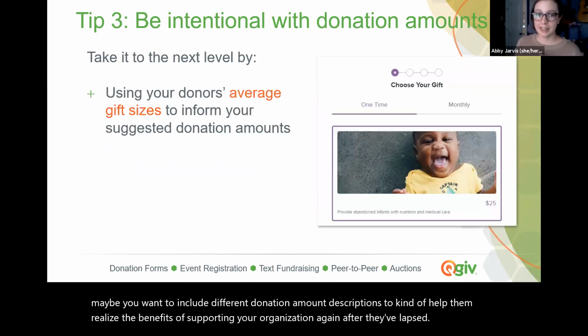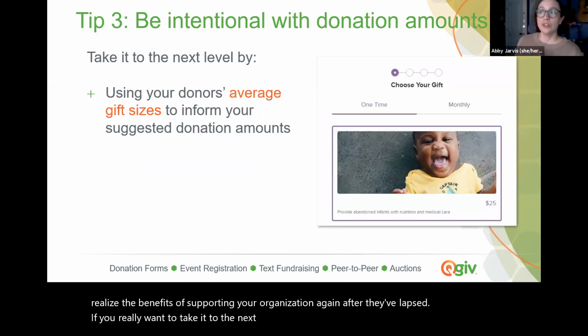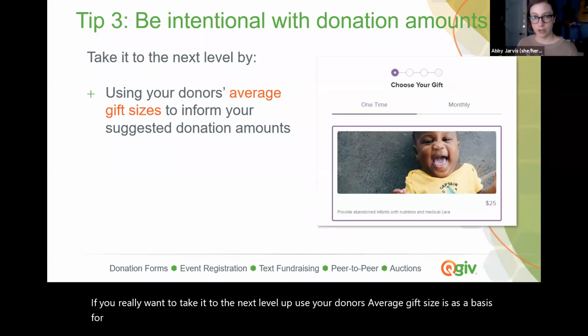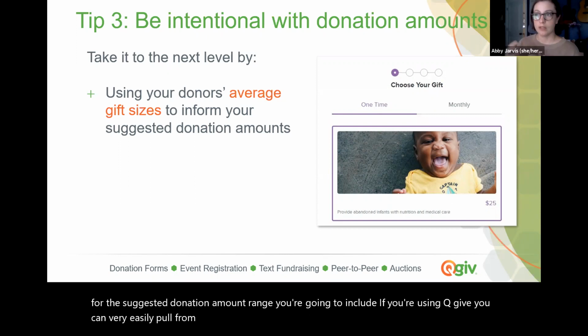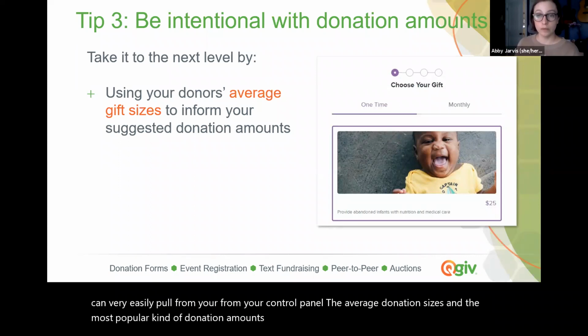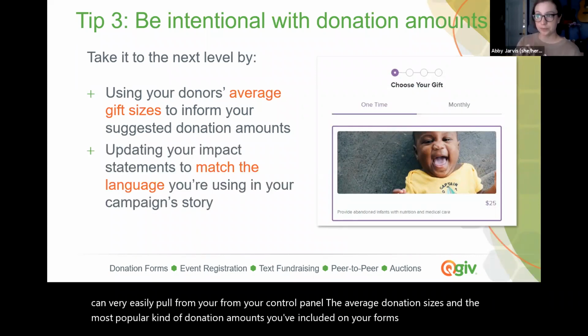You really want to take it to the next level. Use your donors' average gift sizes as a basis for the suggested donation amount range you're going to include. If you're using Qgiv, you can very easily pull from your control panel the average donation sizes and the most popular kind of donation amounts you've included on your forms before.